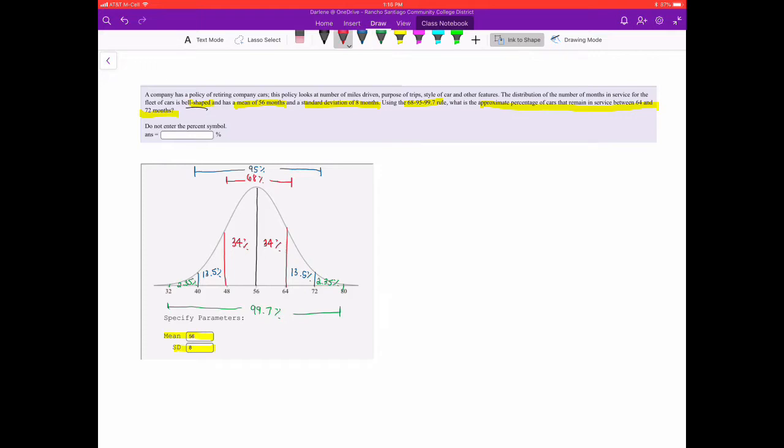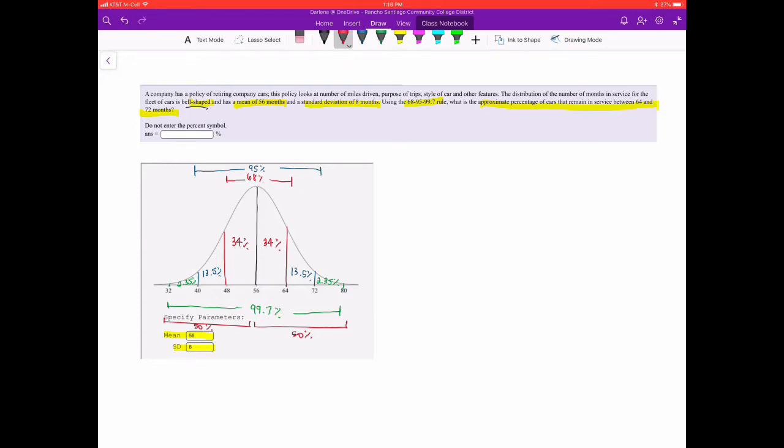And don't forget the usual rule where we know the entire bottom half of the bell curve is 50%, and the entire top half of the curve is 50%. All right, let's go ahead and now answer the question. We've drawn a bell curve, we've labeled it, and we've also labeled the percentages under the curve.